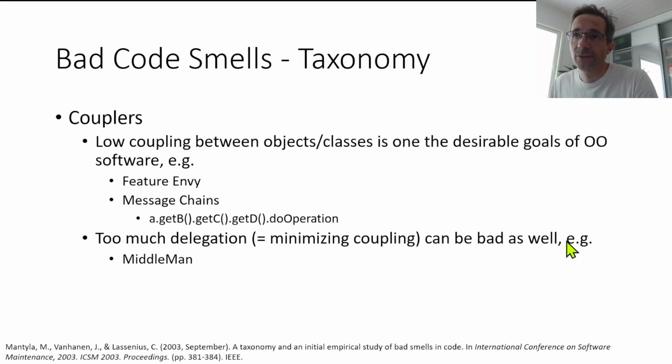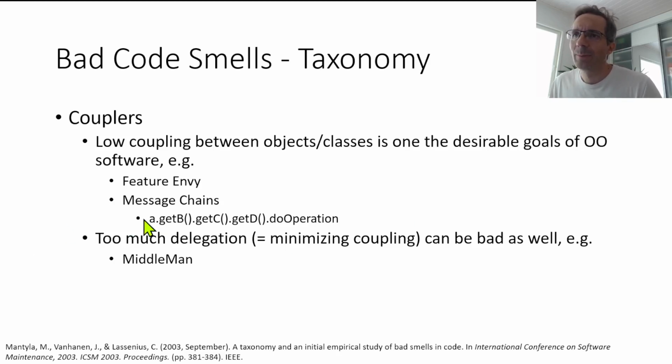Then we have couplers. Low coupling between objects and classes is one of the desirable goals for object-oriented programming. We might have feature envy, where one class is envying another, using lots of its methods. So then you might consider, if there is a method inside a class that is heavily using another class, should this method be relocated to the class that it's heavily utilizing? So feature envy is a hint that the method is in the wrong place. It should be moved to another class.